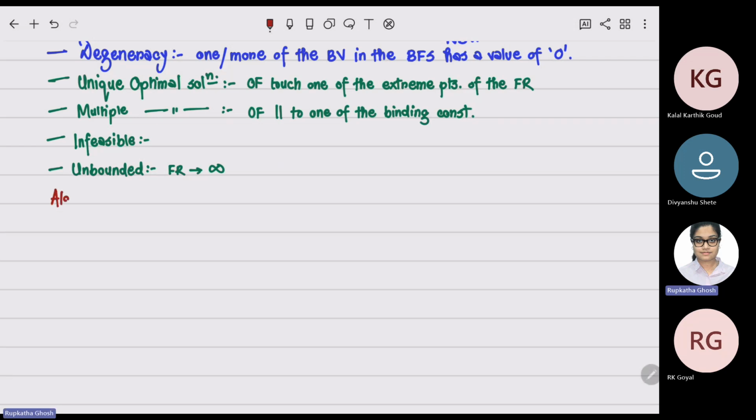Now we will be starting with the algebraic solution procedure, which is your simplex method.